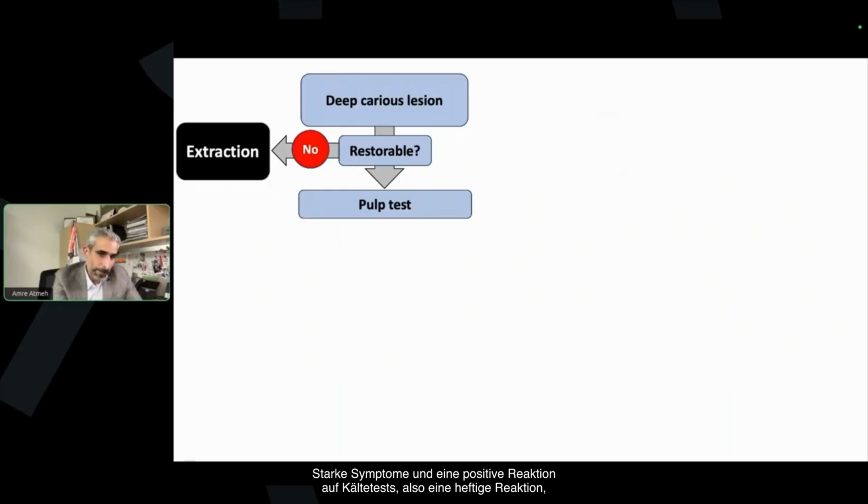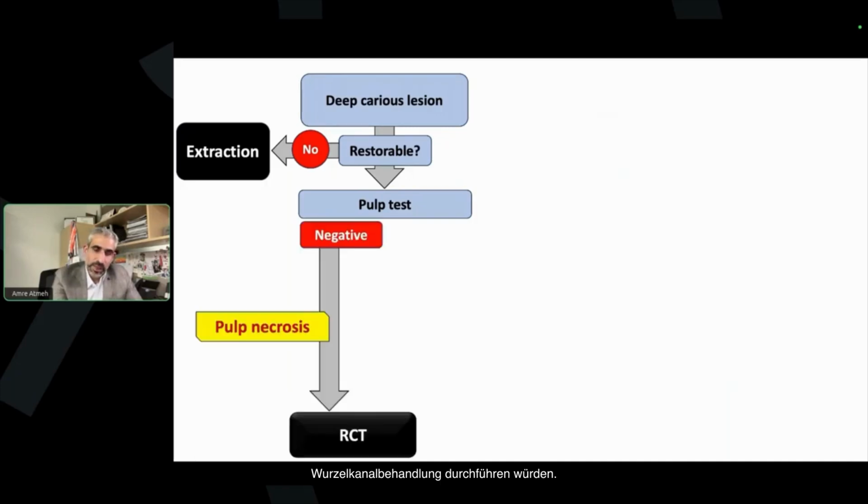You have to assess the pulp. What's the status of the pulp? Is it vital? Is it responding to the pulp test or not? If it's negative, no response to cold or electric pulp test, this is an indication of pulp necrosis, and definitely this goes to a root canal treatment.